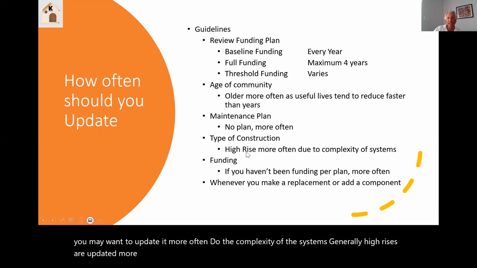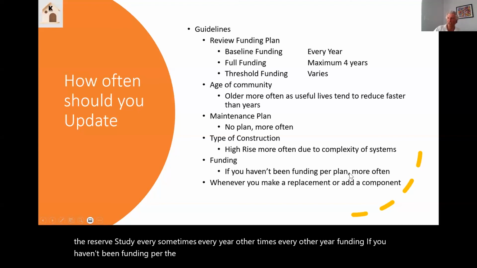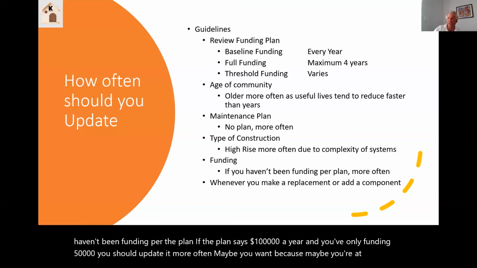Some communities, as they get older, put in their budget updating the reserve study sometimes every year, other times every other year. Funding. If you haven't been funding per the plan, if the plan says $100,000 a year and you're only funding $50,000, you should update it more often. Maybe because you're at baseline funding or you're running a deficit.